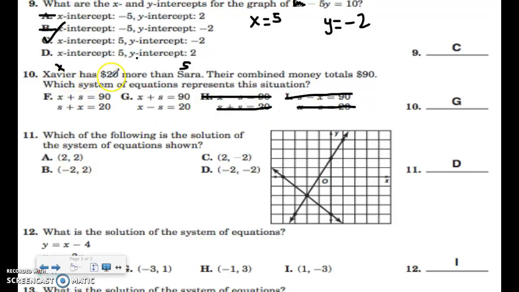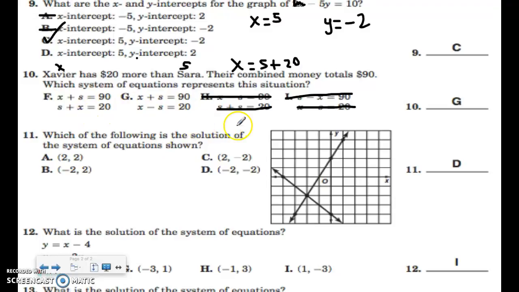Xavier has 20 more than Sarah. Okay, well, what does that mean exactly? It means that who has more? Xavier has more. If Sarah wanted to equal the amount of money that Xavier has, she would have to add $20 to Sarah's to equal Xavier. Does that make sense? So it would be x equals s plus 20. But I don't see that anywhere.